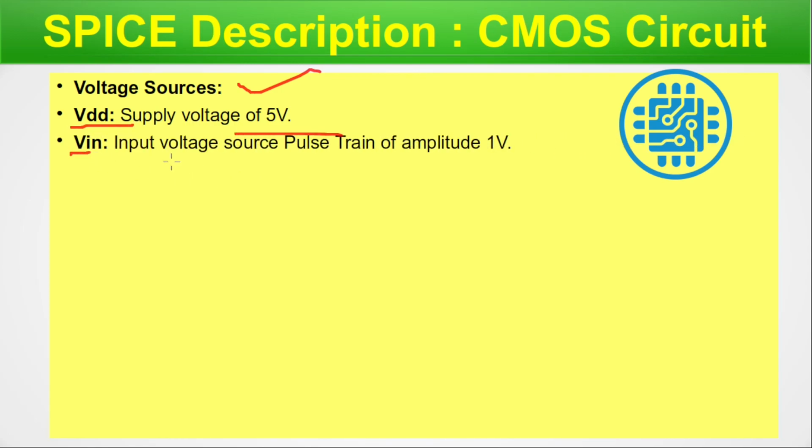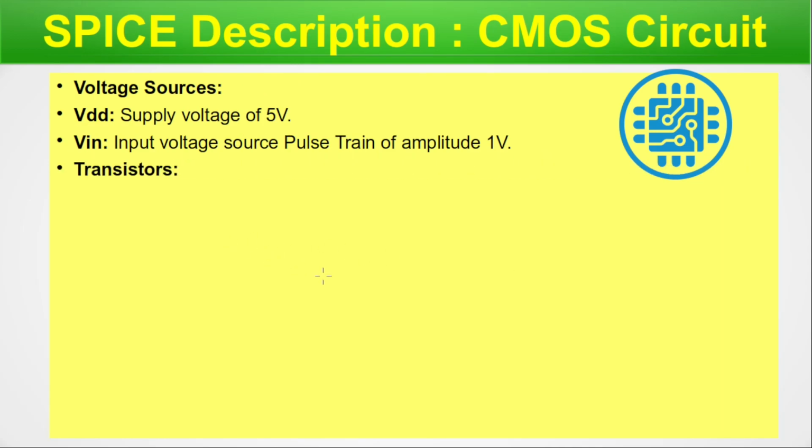First one is the voltage sources, right? Here is the VDD, supply of 5 volt. Next, Vin, the input voltage of a pulse train of amplitude 1 volt. So you will get all of these things in the upcoming CMOS circuit.